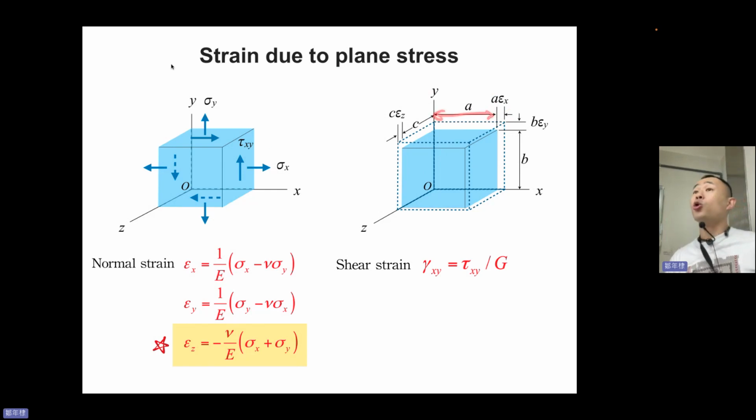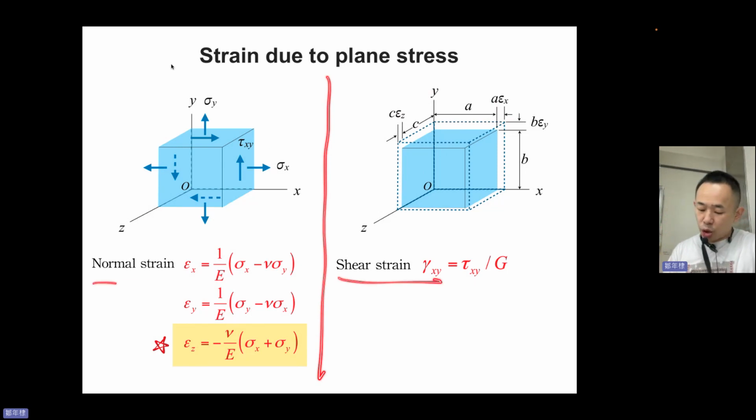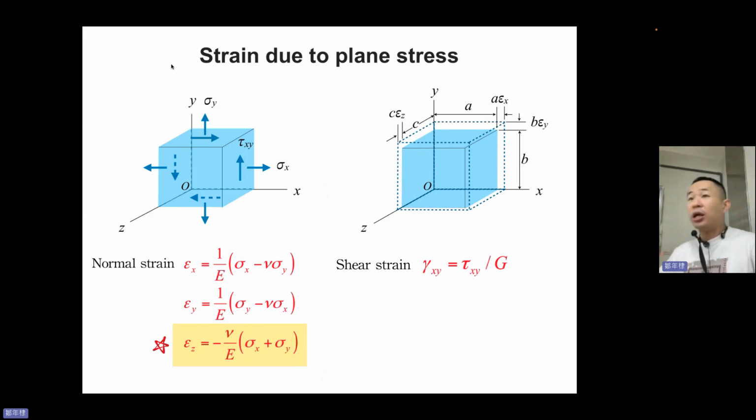a, where a is the original length; b, the original length, times epsilon y; and c, the original length, times epsilon z. And then you will see the differences of the volume later. Also, we see that shear strain and normal strain are independent. They don't mix up, because epsilon x, y, z are along the actual axes, but shear strain is just changing the angle. So we can treat them independently.